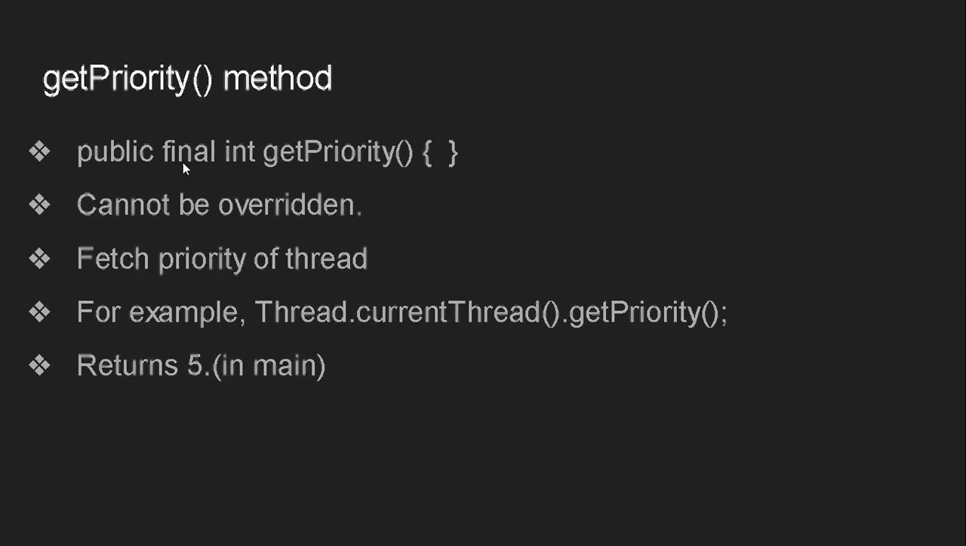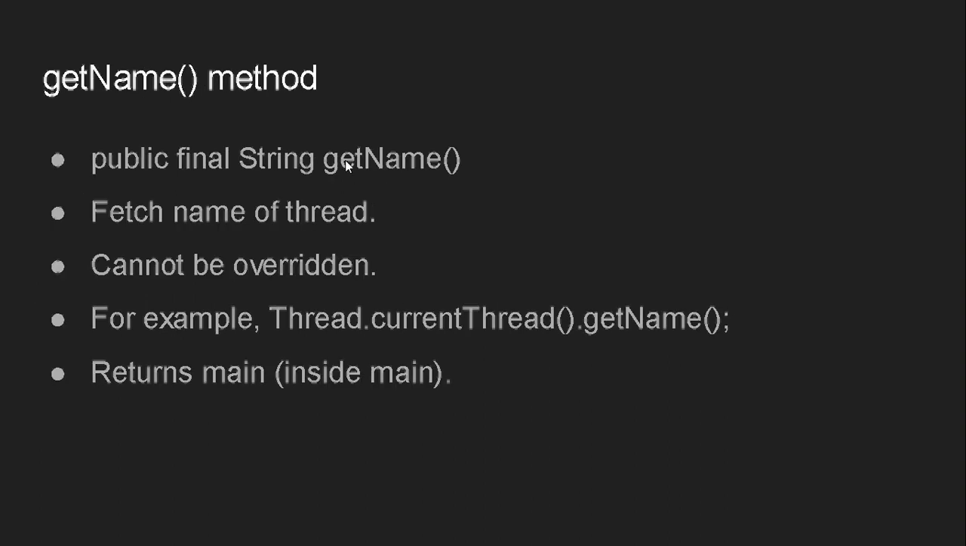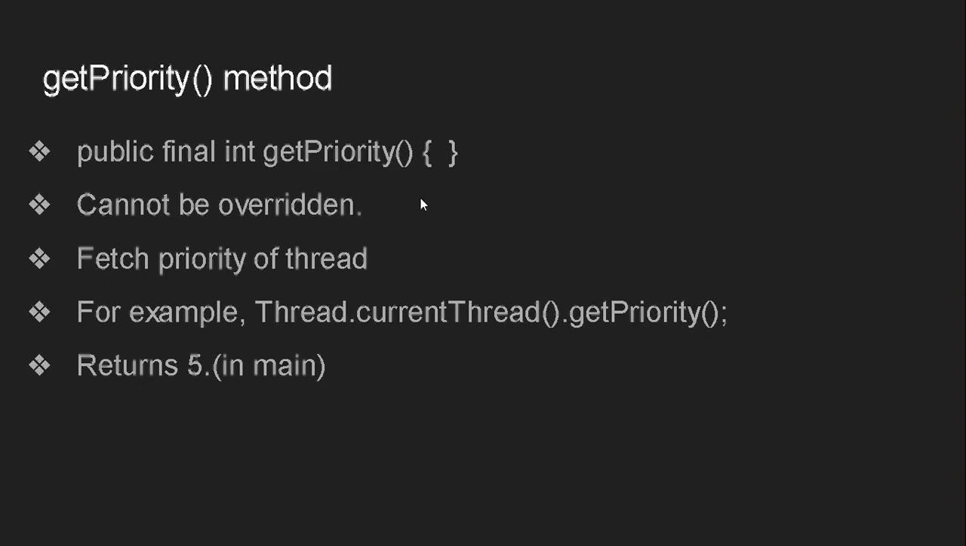So public final int getPriority. Public is the access specifier. Final means this method cannot be overridden. Int is the return type, and getPriority is the name of the method. As I said earlier, it cannot be overridden because this method is final. It is used for fetching the priority of a thread. As I said two tutorials ago, each and every thread has a particular priority associated with it, just like it has a name associated with it.